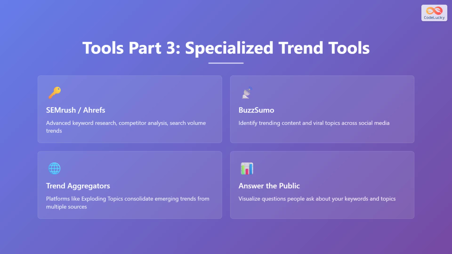Beyond basic tools, specialized platforms offer deeper insights. SEMrush and Ahrefs are advanced platforms for keyword research, competitor analysis, and tracking search volume trends over time. BuzzSumo helps you identify trending content and viral topics across all major social media platforms simultaneously. Trend aggregators like Exploding Topics consolidate emerging trends from multiple sources into one place, saving you time. Answer the Public visualizes the questions people are actually asking about your keywords and topics, revealing the specific problems your audience wants solved. These specialized tools accelerate your research process significantly.